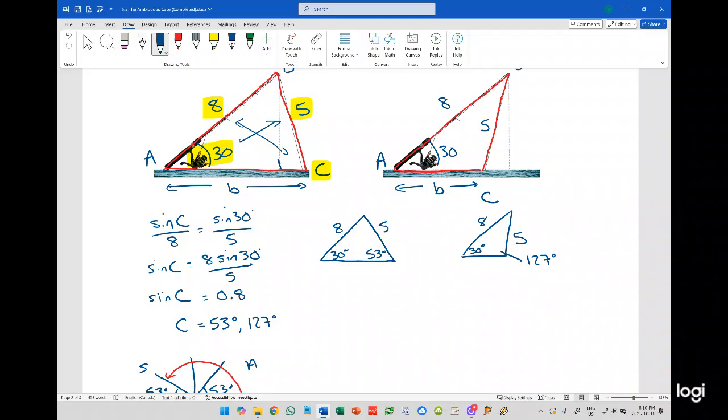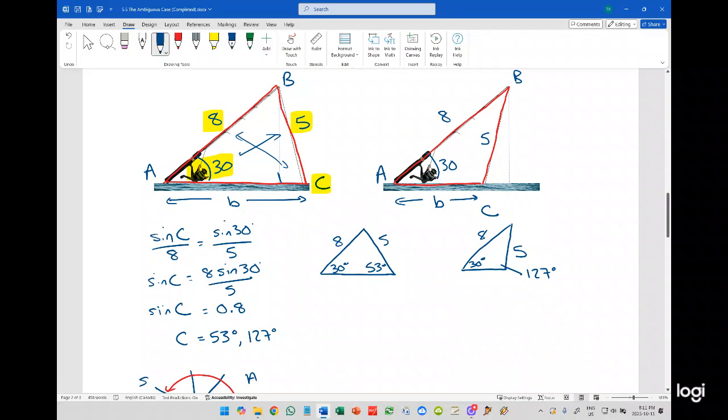Now what I can do is find out that missing angle at the top, angle B, for both triangles. I'm not going to bother writing down the math on that one. I just know that the three angles total up to 180. So in the first triangle, it's 180 minus 30 minus 53. And that gives me 97 up here.